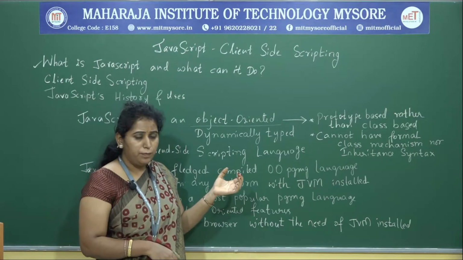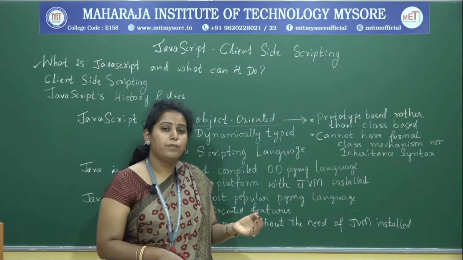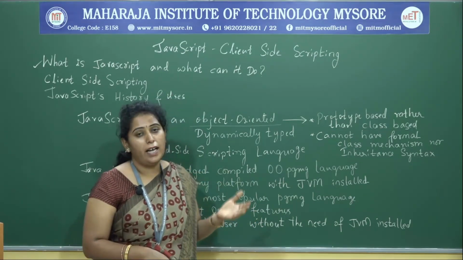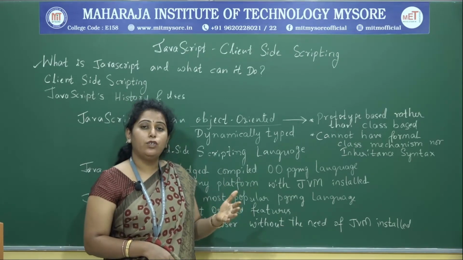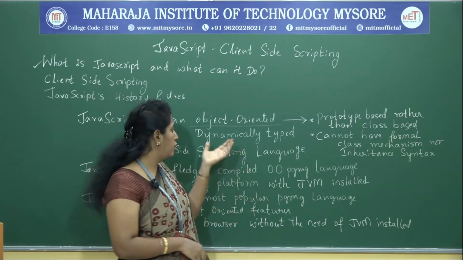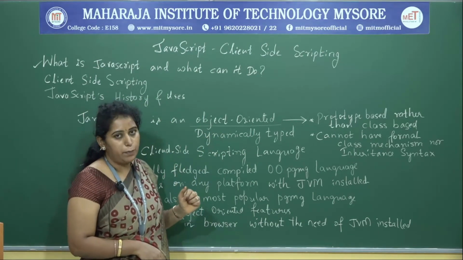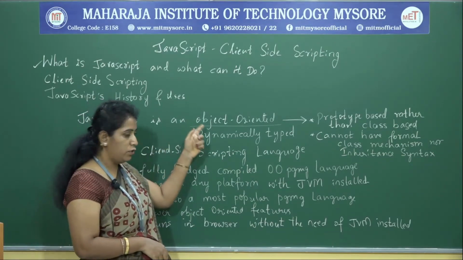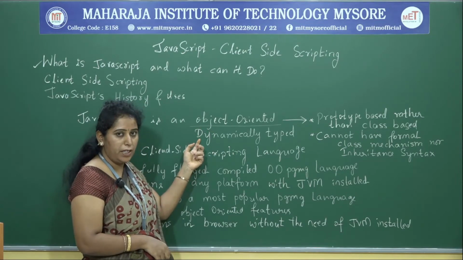For example, when you declare a variable, you assign some value. This is done at runtime, and also you can change that value at runtime. So that's why we call JavaScript dynamically typed. So finally, we have discussed why JavaScript is called object oriented and also why it is dynamically typed.